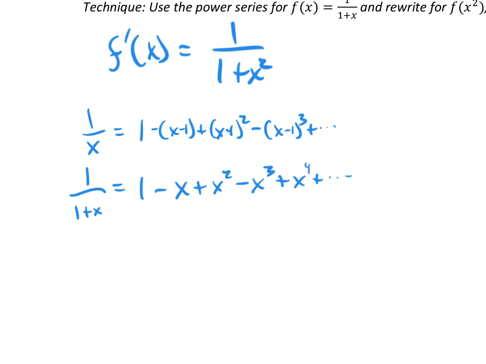Well, if we now change this a little bit further, 1 over 1 plus x squared, now we're going to take this x squared. See, the only difference here is I've got an x squared in place of x. So everywhere that I have an x here, we can put an x squared.